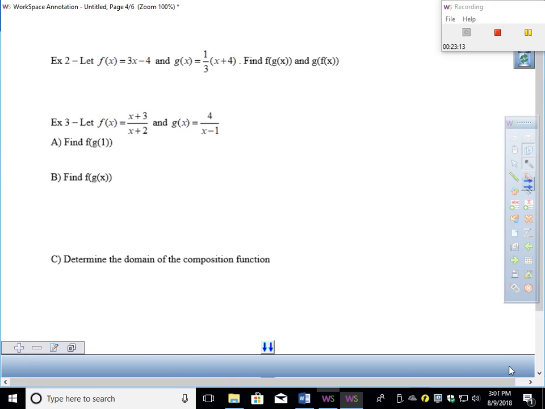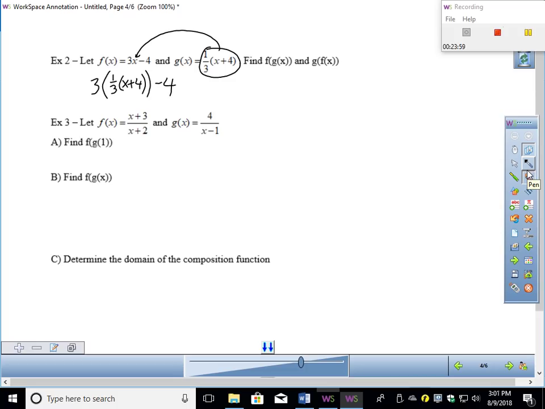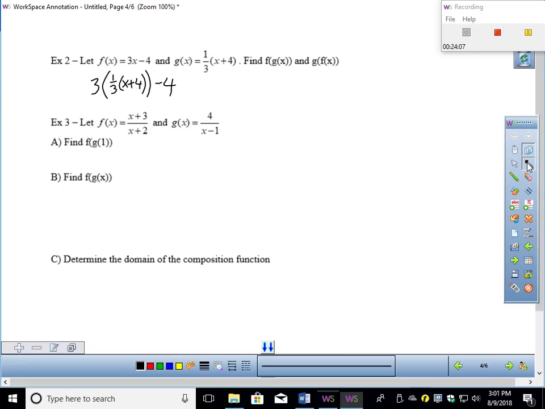So f composed of g. That means we take g of x, and it replaces the x of the f function right there. It replaces that input. And so instead of 3 times x, it's 3 times the whole thing over here, and then minus 4. That would be f composed of g of x. Now we're going to do g composed of f of x. And then I want you to do the simplifying.